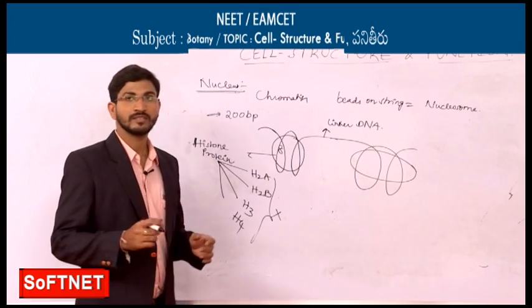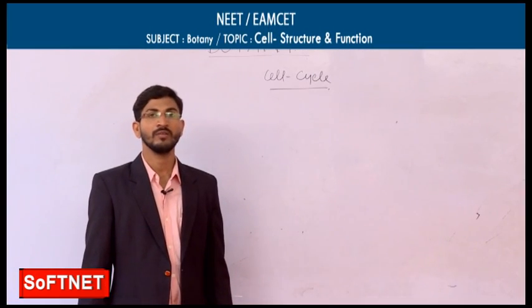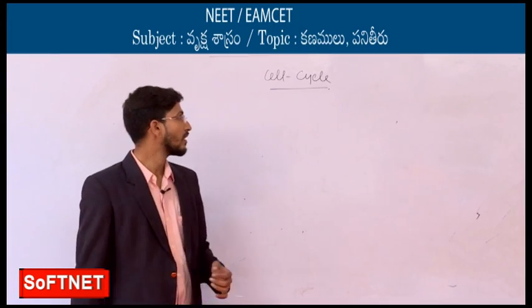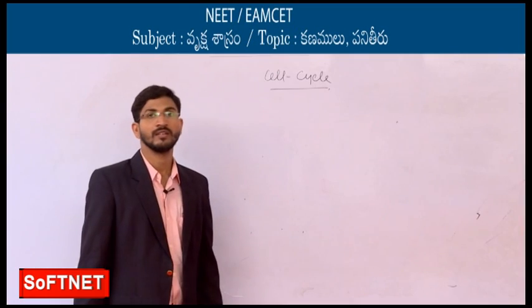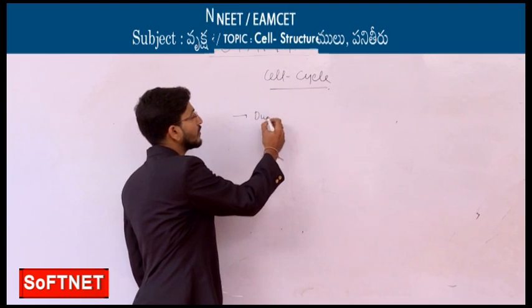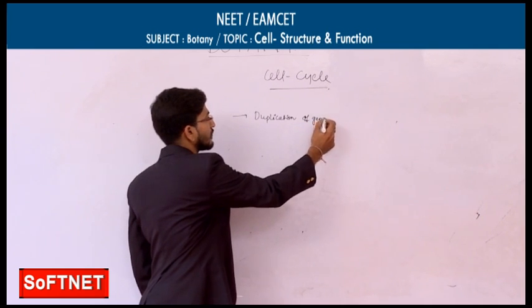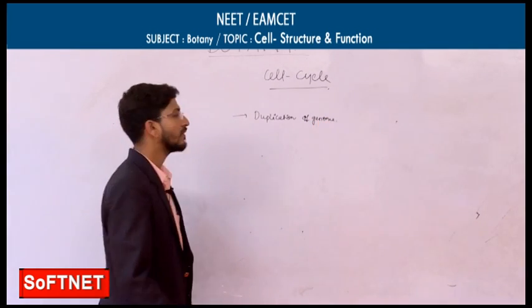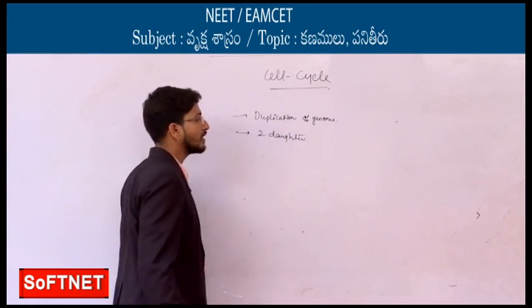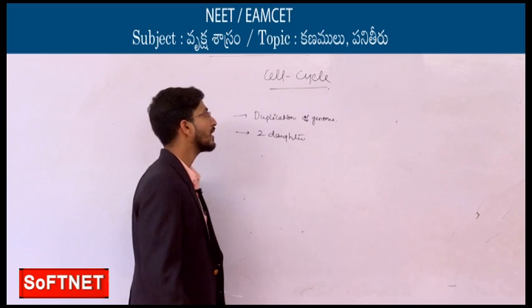With this the cell organelle topic is completed. Now we will discuss the cell cycle. Till now we discussed the cell organelles and plasma membrane, all those things. Now we have to discuss the cell cycle. So what is the cell cycle? The cell cycle is nothing but duplication of the genome and the mother cell being converted to 2 daughter cells. These events are represented in a cyclic manner. That cycle is known as the cell cycle.